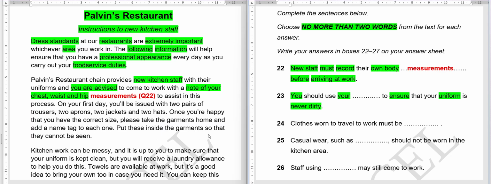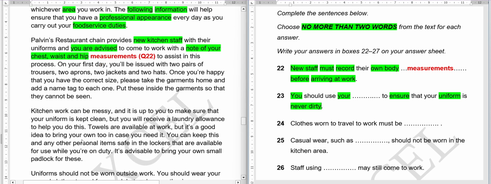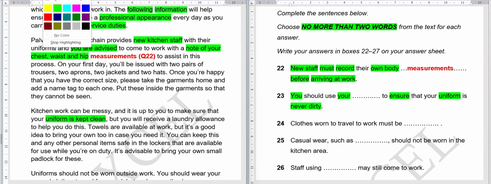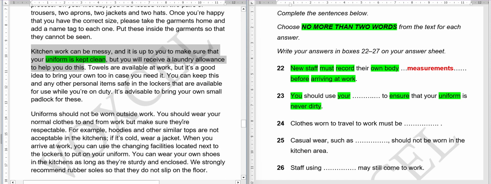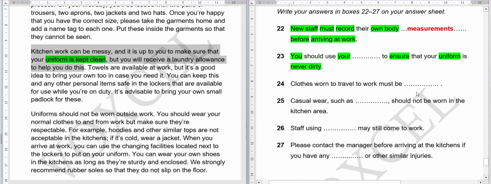Put these inside the garment so they cannot be seen. Kitchen work can be messy. So till now we haven't read about clean or dirty uniforms. Kitchen work can be messy, and it is up to you to make sure that your uniform is kept clean. But you will receive a laundry allowance to help you do this. Okay. So here it is written, uniform is kept clean. So obviously this sentence is our answer. In this sentence our answer will be here. So you have about 10 seconds to tell me the answer of this particular question, and your time starts now.